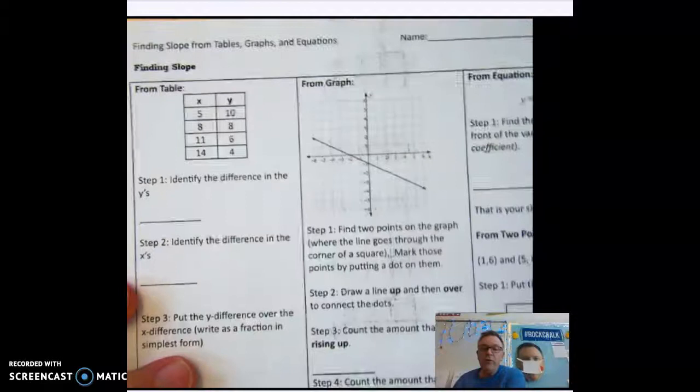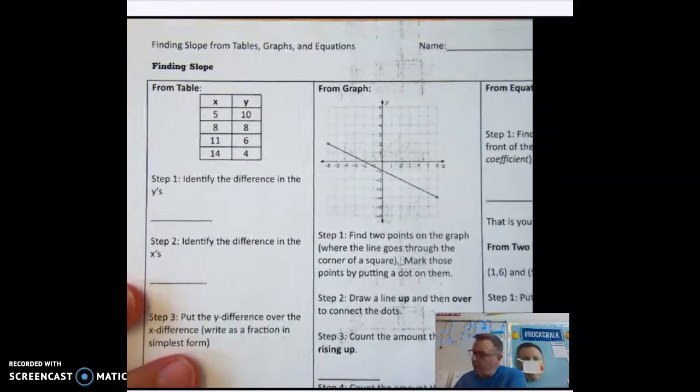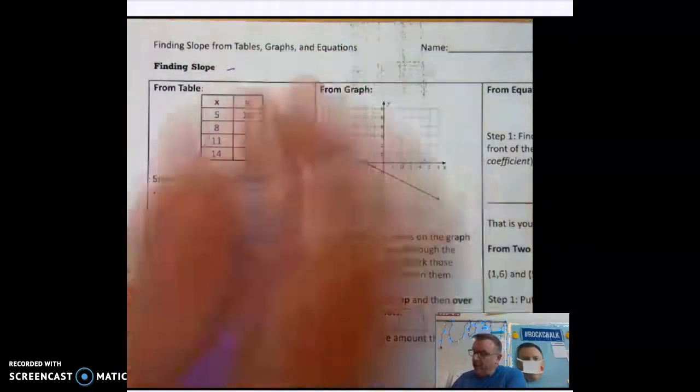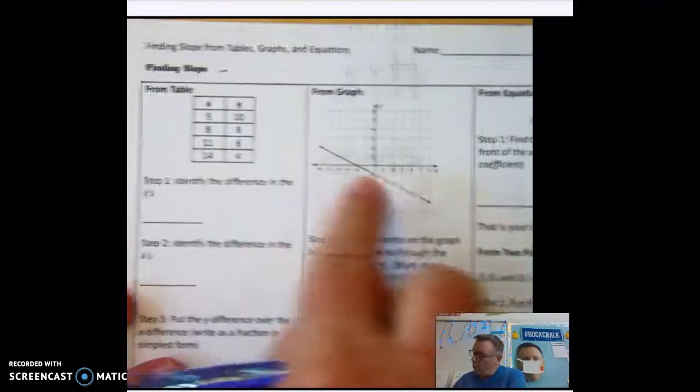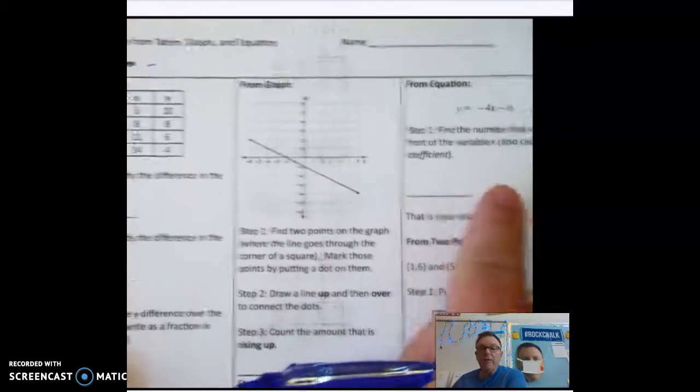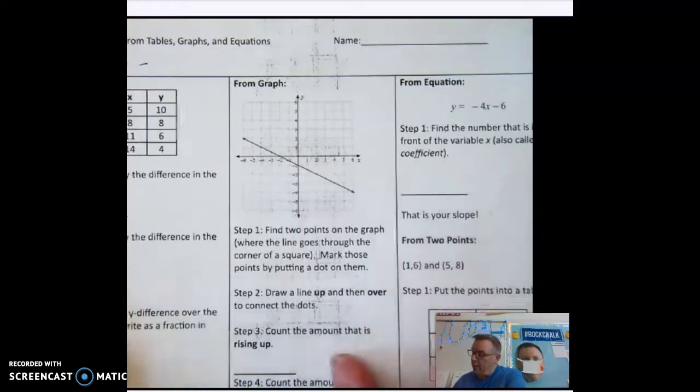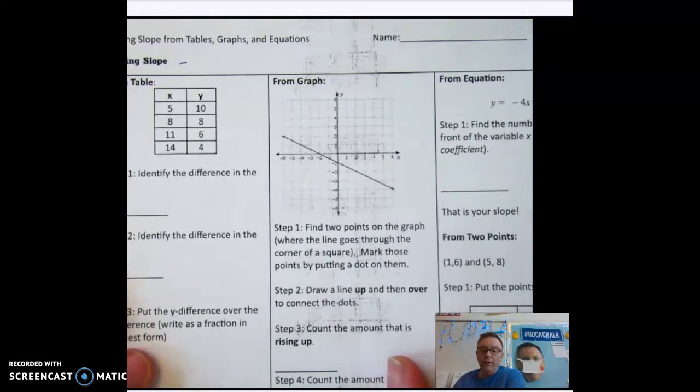So what we want to do today is a little bit of interpreting, and you need your notes. This is the one that we printed out. Today we are going to use tables, graphs, and equations. We're going to find slope on all of these.